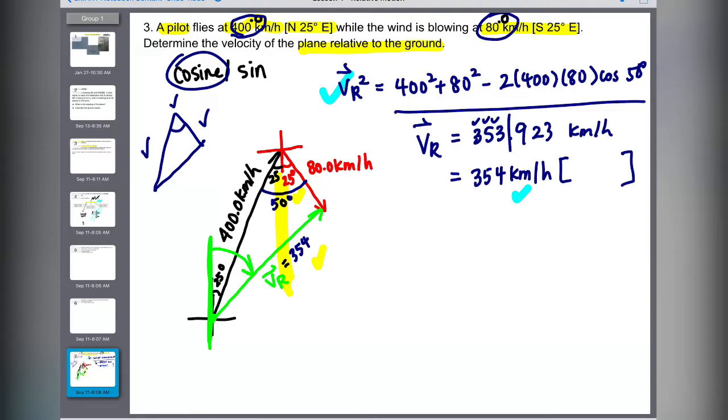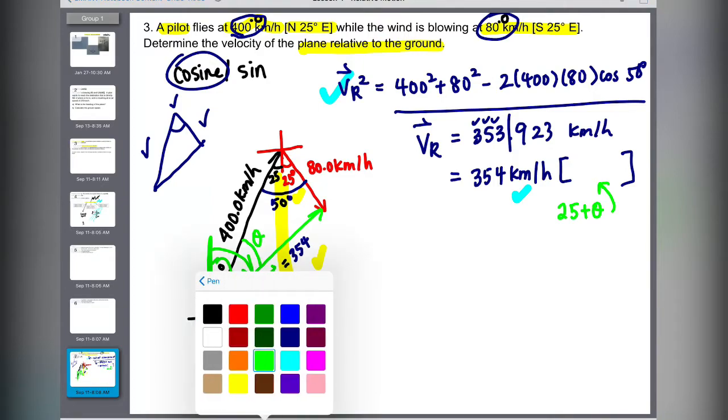And to do that, I'm going to have to make use of the triangle. I'm going to have to calculate what is angle theta inside the triangle, and I need to add it to the 25. Right? So what that means is I'm going to have to find out what is 25 plus whatever theta is worked out to be. That's going to be the direction that I'm going to write down.